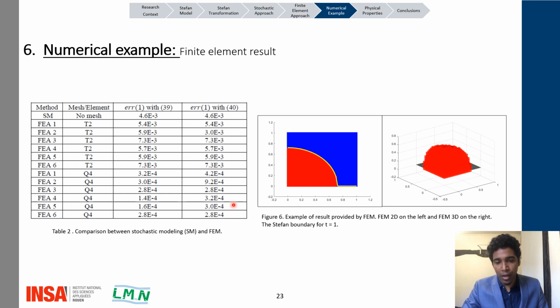We can see that here, and here we show a bidimensional Stefan problem in the finite element method. The blue region is the liquid region, and the red region is the solid region. Here we have the phase change boundary, or the Stefan condition, and how this boundary is moving until time t equals 1. And here we have the same model but in 3D.